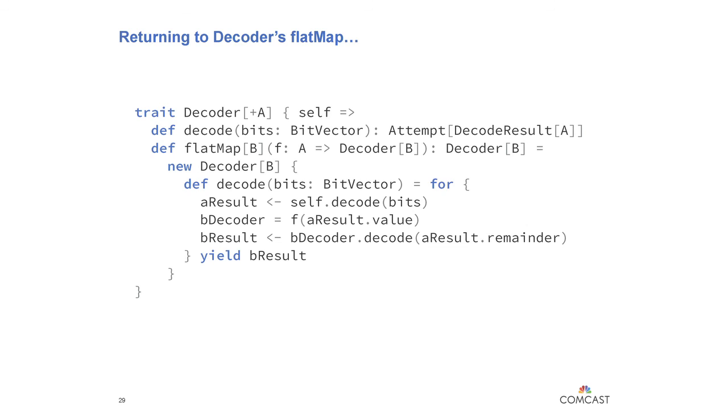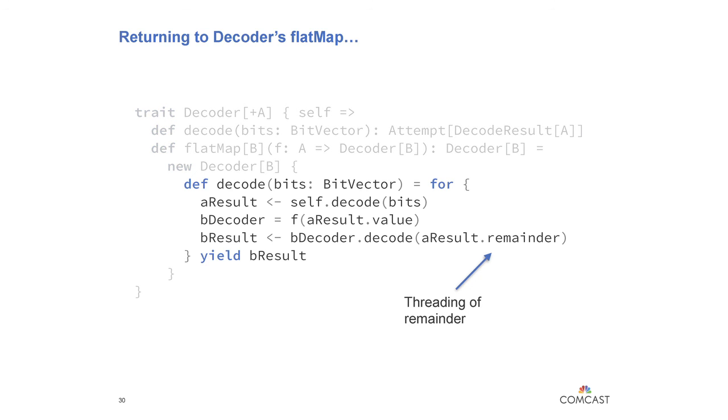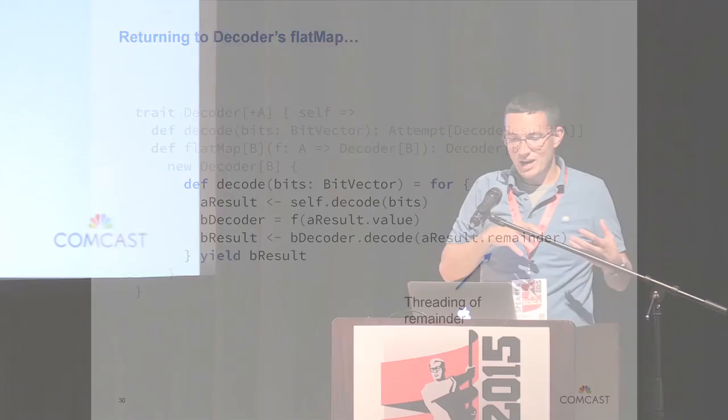Let's take a look at flat map again, though. Specifically, I want to look at this threading aspect. Not threading in the sense of concurrency, but threading in the sense that we start with this input bit vector, we get this result back, and we feed some remainder, which is another bit vector, into the next thing. It feels like we're weaving bit vectors throughout this flat map call.